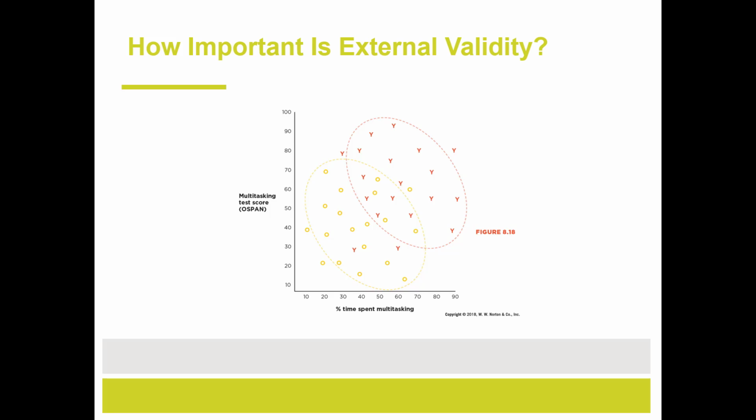Also, many associations generalize to samples that are very different from the original sample. For example, in the scatter plot, older adults are represented by O's and college students are represented by Y's. Older adults might score lower on both variables than college students, but the same association might still exist within each group.